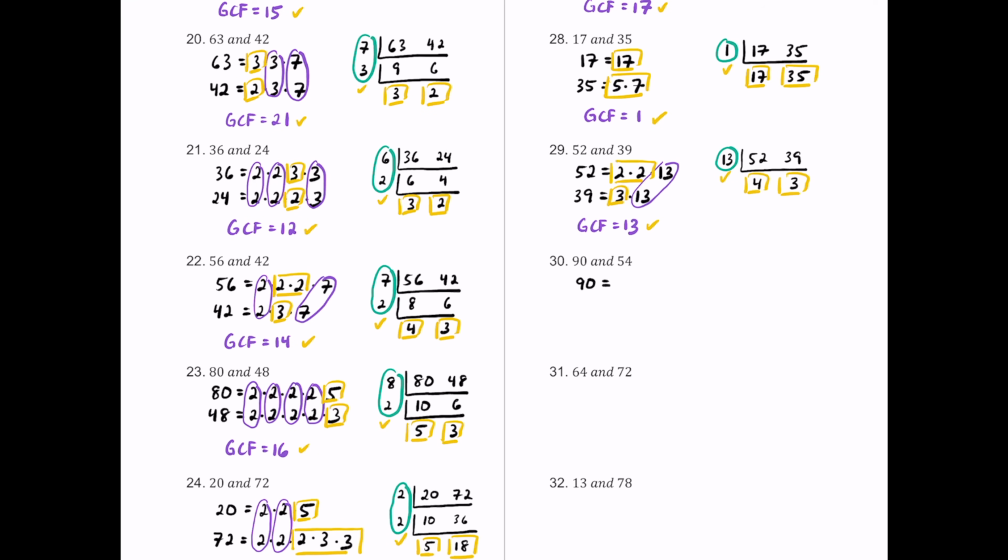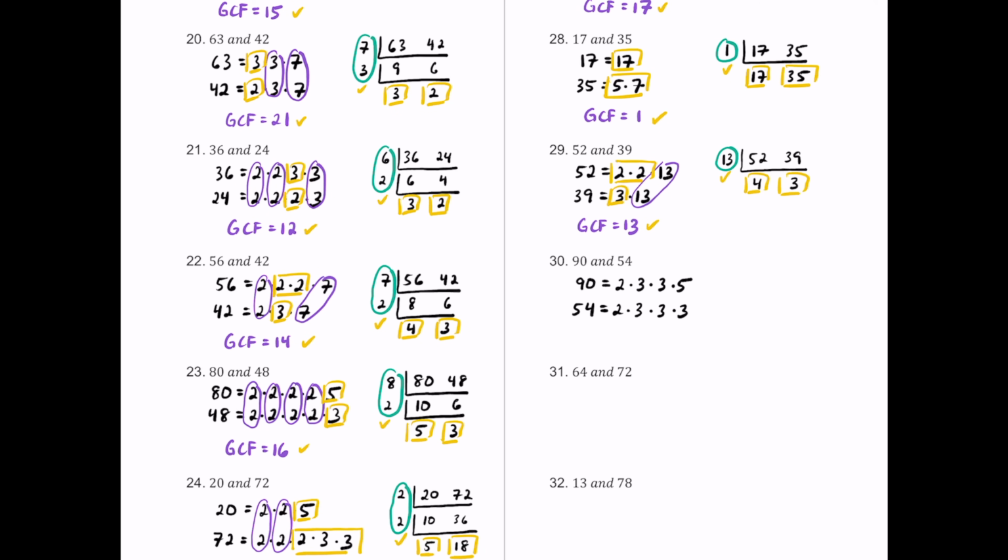For 90, I think that's going to be 2 times 3 times 3 times 5, okay? And for 54, I know that's 6 times 9. The 6 breaks into 2 and 3, and the 9 breaks into 3 and 3. So I believe that's going to be 2 times 3 times 3 times 3.